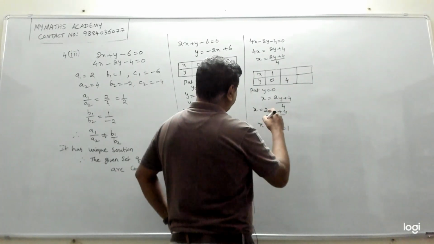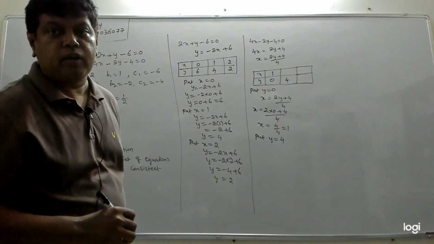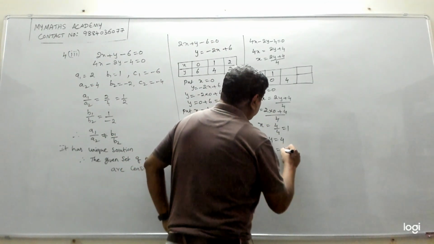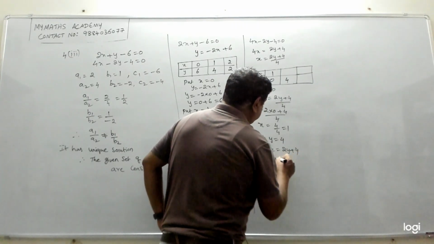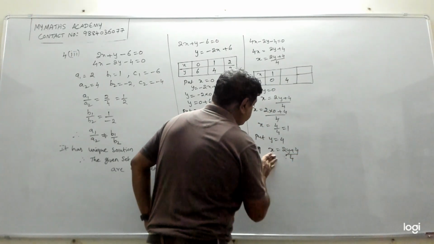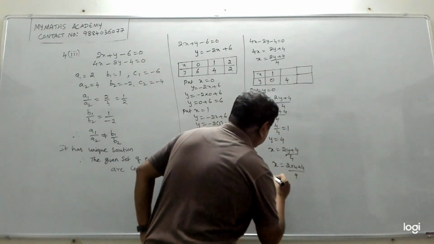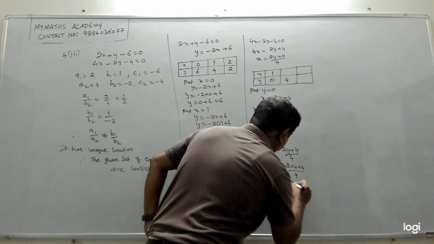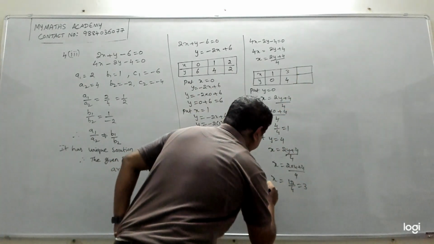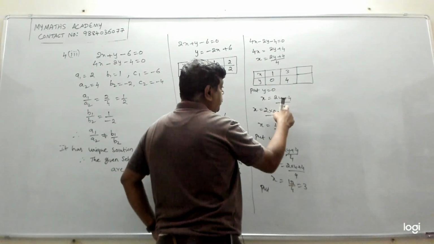Now we put y is equal to 4. When y is equal to 4, what is my x? My x is (2y plus 4) by 4. So my x becomes (2 into 4 plus 4) by 4. My x becomes 8 plus 4, 12 by 4, which is 3. So it becomes 3.